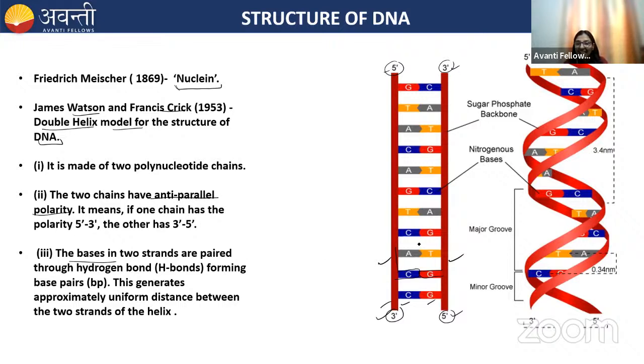Second, they said that these nitrogenous bases are connected by hydrogen bonding. Adenine pairs with thymine by 2 hydrogen bonds, and cytosine pairs with guanine by 3 hydrogen bonds. And I told you that the proportion of adenine will be equal to the proportion of thymine, and the proportion of cytosine will be equal to the proportion of guanine, because of which we get a uniform distance between the 2 strands of the DNA.